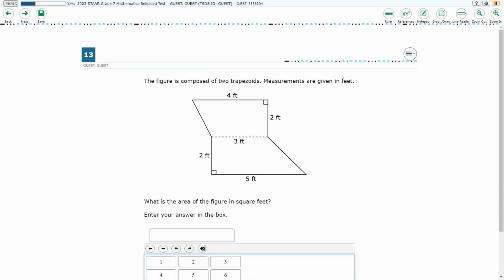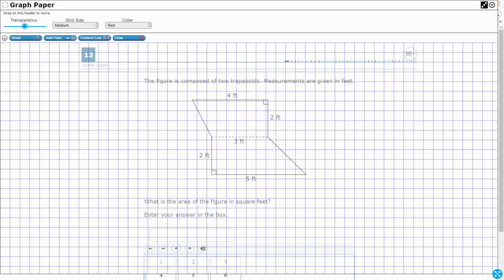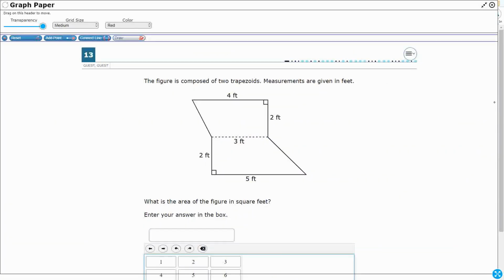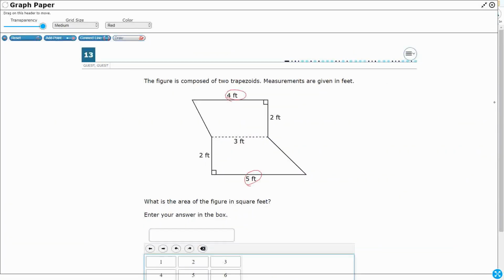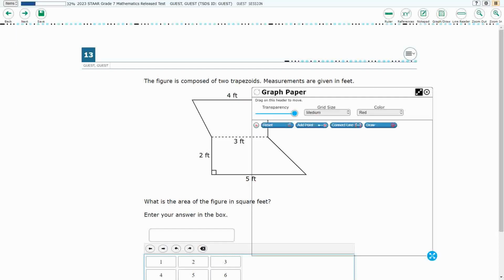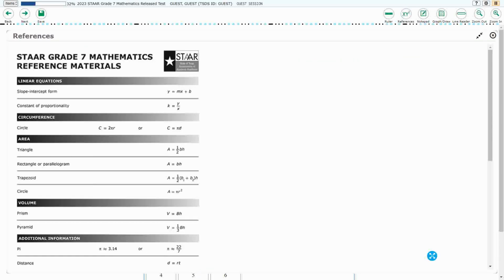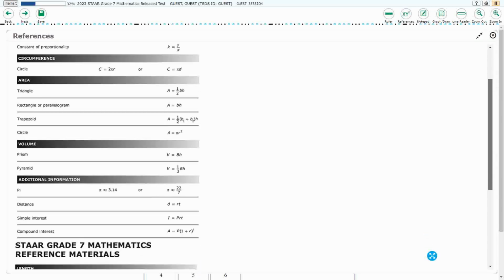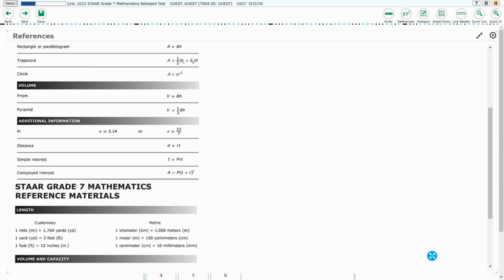And though they look similar, these two trapezoids are slightly different, right? We notice that we've got similar heights here, but we've got a base of 4 and a base of 5. So let's keep that in mind as we look at our reference material here. How do we find the area of a trapezoid? So we see it right around here. We've got this 1/2 base 1 plus base 2 times height.